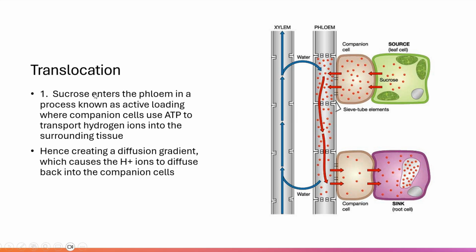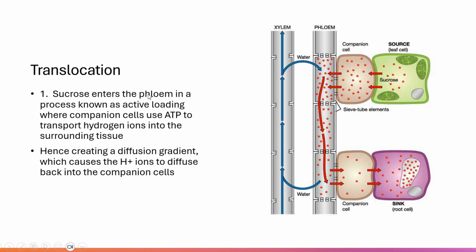Translocation is the way that sucrose moves from the source cell, which is the leaf cell, to the sink. The leaf is where sucrose is made from photosynthesis, and it needs to move down to where it needs to be used up. Sucrose is used up in different parts, like the root cells and any other cells that are using it, and water is also moved at the same time.